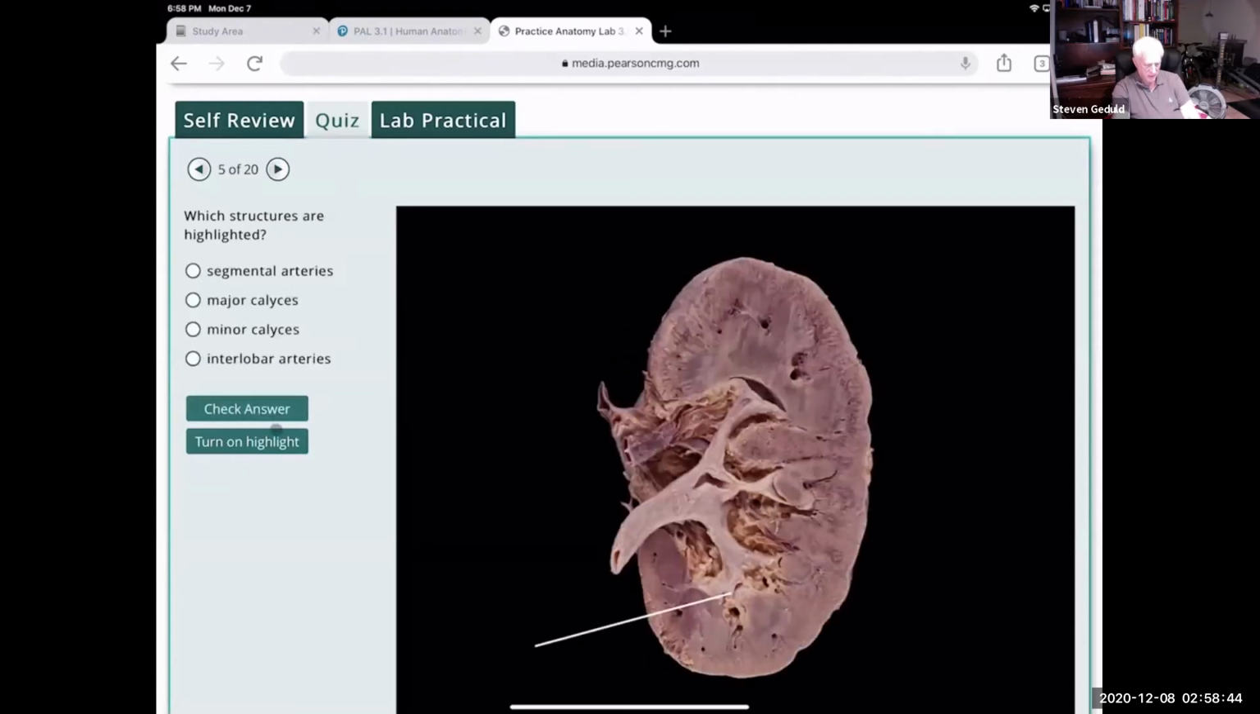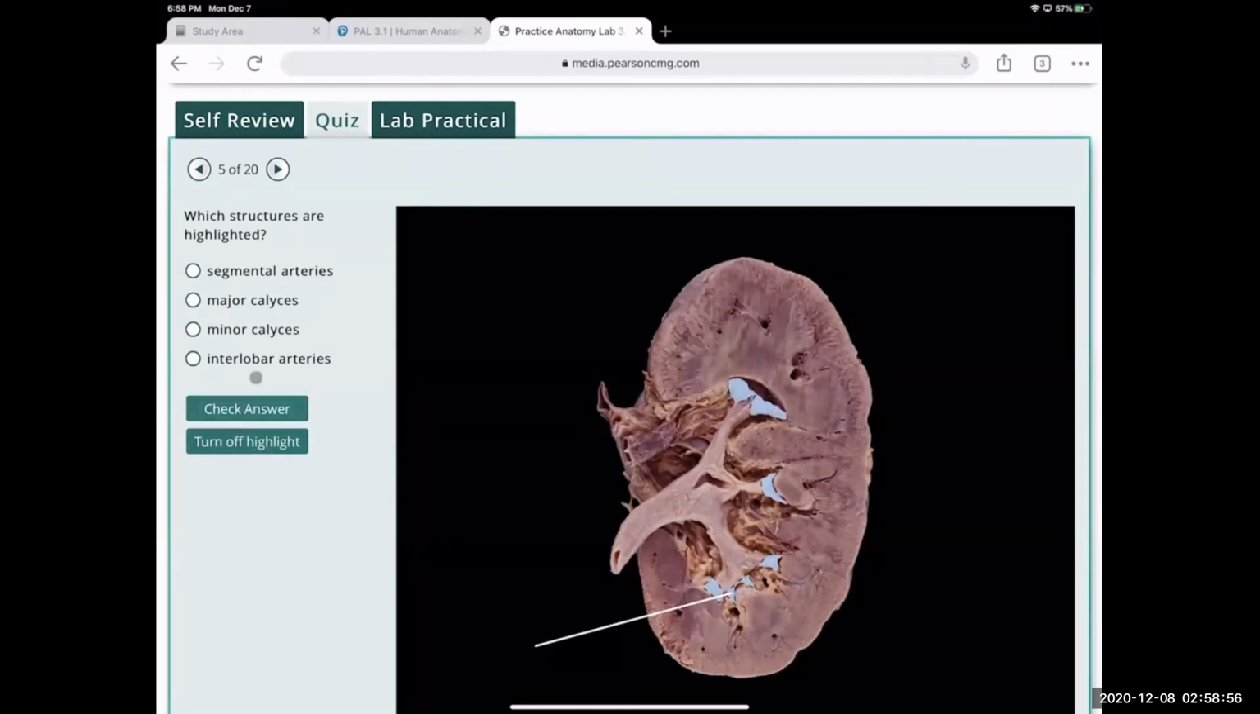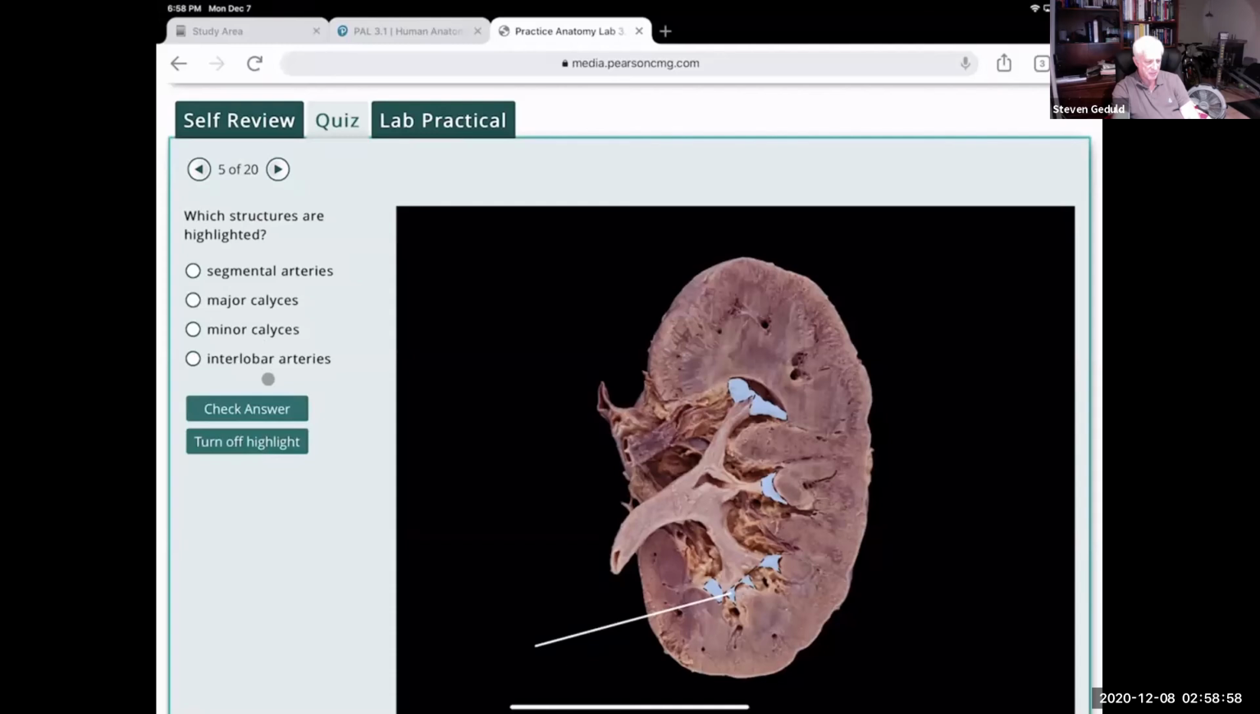And turn on the highlight here. What are those draining into? Okay, they're not arteries. They look like they're tubules. So minor, perfect. I'd say the minor calyces. Yep, because you can see the major one's right there below it. So I think that's perfect. Yep. Minor calyces. Good answer.